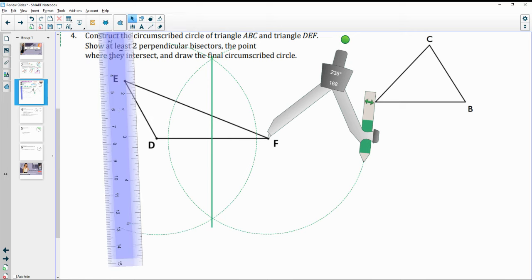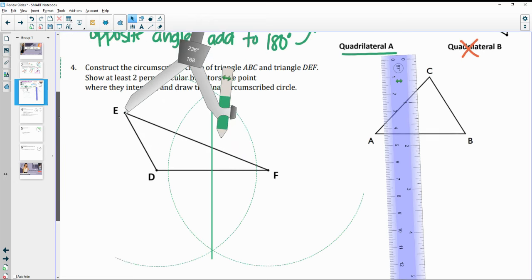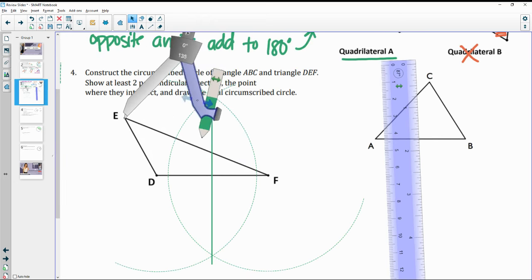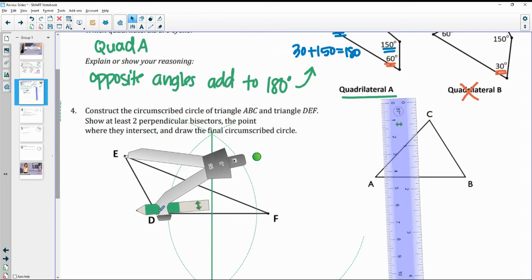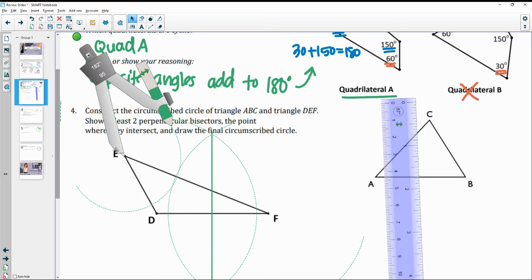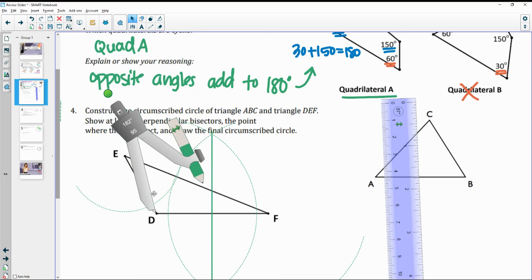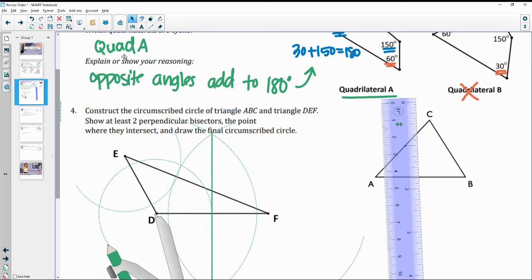Then you'd move on to another side. So I'm going to do ED here. And now you can change the size of your compass if you would like. And I'm going to do the same thing. So draw a circle around this one. I don't draw the full circle, I just draw a half circle-ish. And then connect again. You just need to see where they cross.